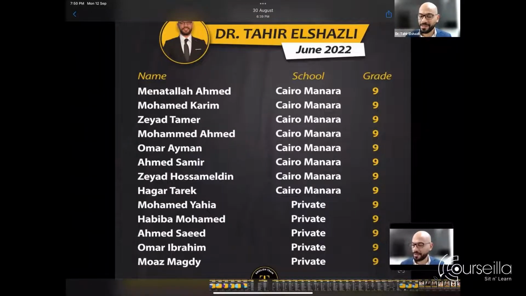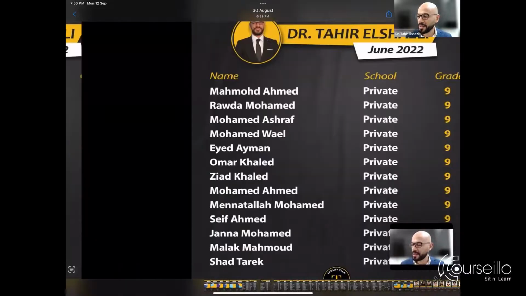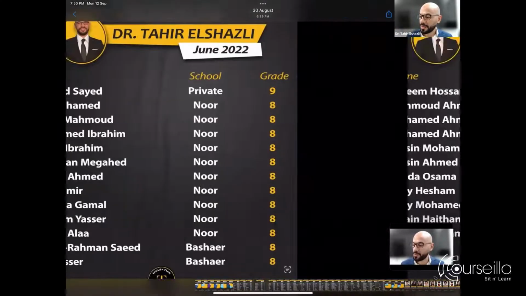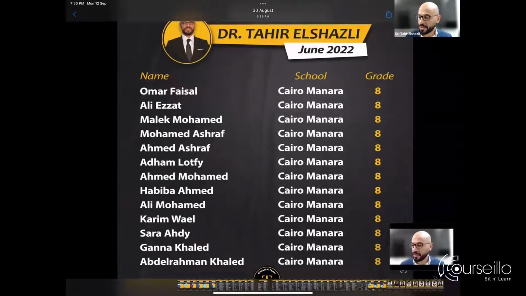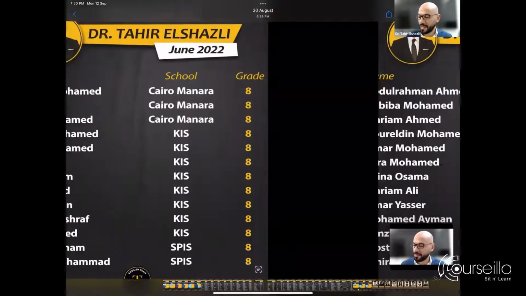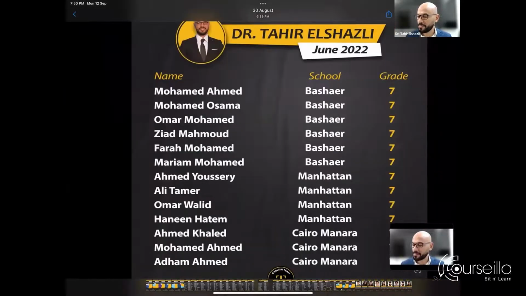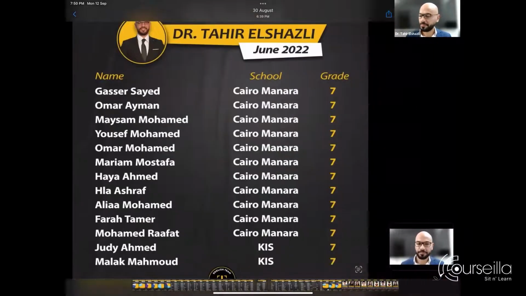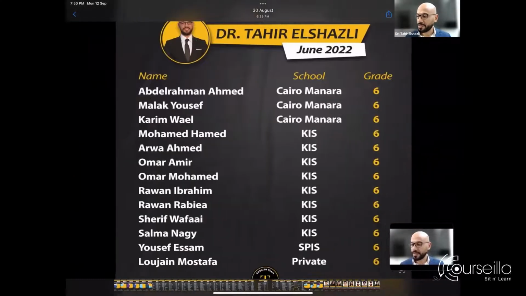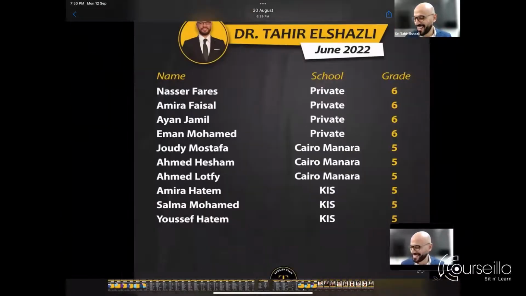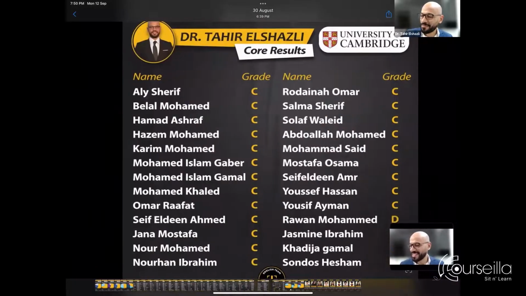These are the nines, the students who scored 9s, their names along with the schools. Also students who scored 8s, 7s. I've even included those who scored 6. I'm not scandalizing.